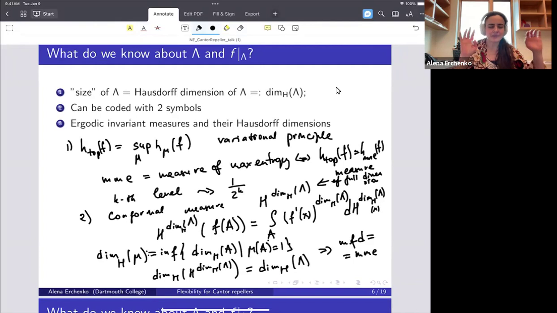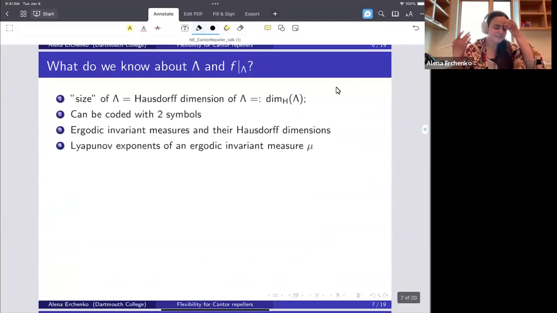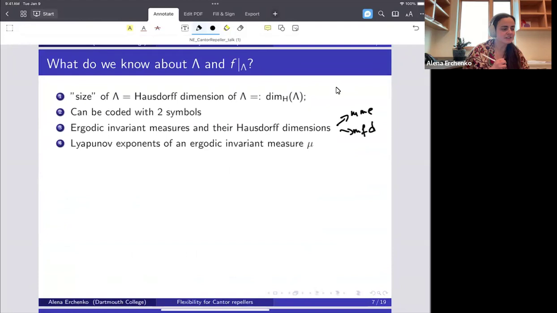But I want to give you two pictures of different ways of thinking about that measure. Okay, so we have here invariant measures. You can look at a lot of invariants or information about the system, but the last piece of information to stop here is the Lyapunov exponents. So I have my two measures which I'm looking at, my MME and my measure of full dimension, and I want to look at Lyapunov exponents.